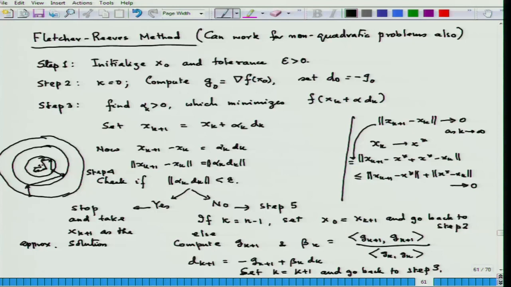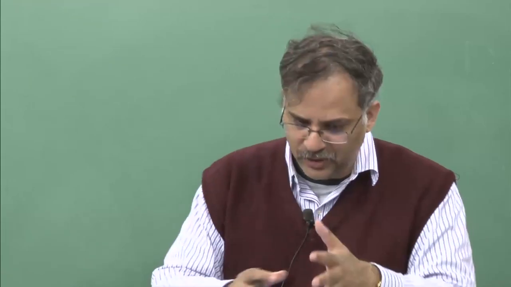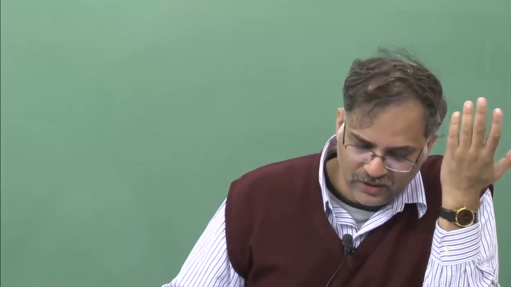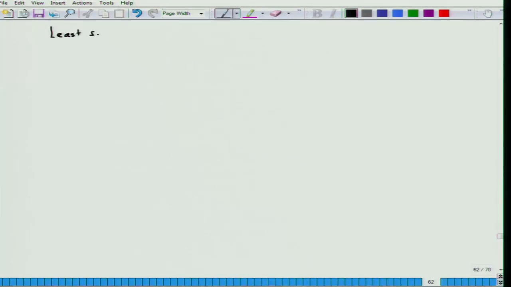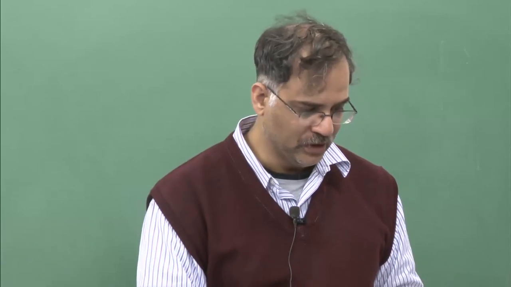Now, we are going to end our discussion of conjugate directions and the conjugate gradient method with this very important class, and then we will go into a slightly interesting problem called the least square problem. Now, what does this least square problem mean? Least square problems show how optimization can help you in solving equations. Let us just see what we can do about it.